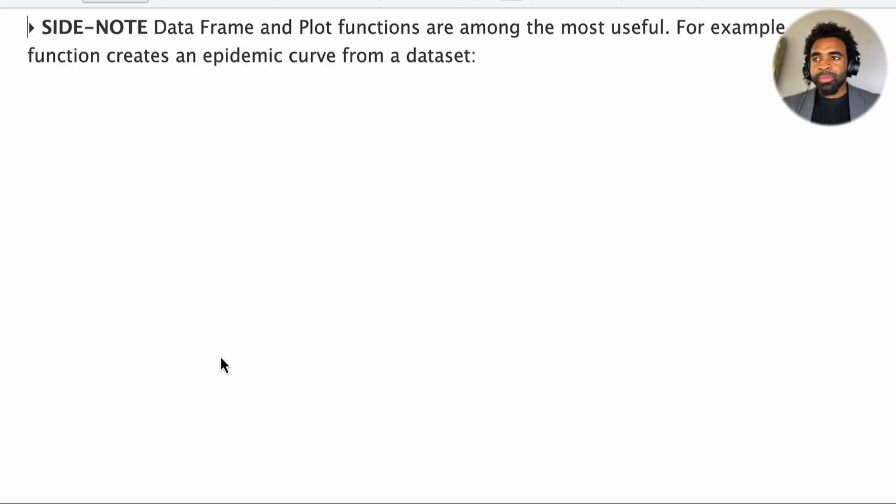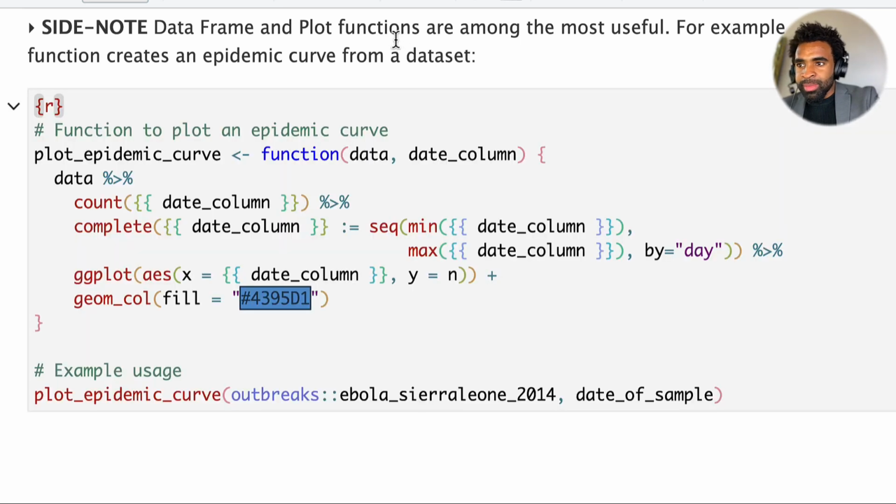Now here is a small side note on the utility of functions. Generally, amongst the most useful functions you're going to be playing with will be data frame and plotting functions. So for example, here's a function that I use often, which creates an epidemic curve from a dataset. It's going to take in a specific data set and a date column, that's the dates when the disease was diagnosed amongst the population. And it will simply plot an epidemic curve based on that.